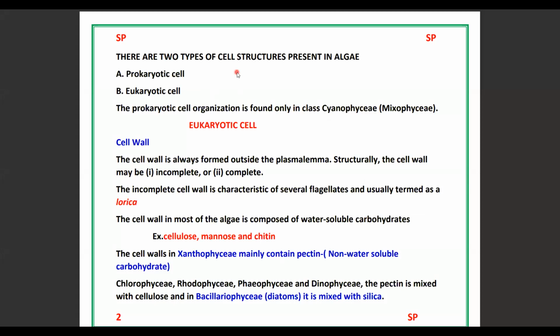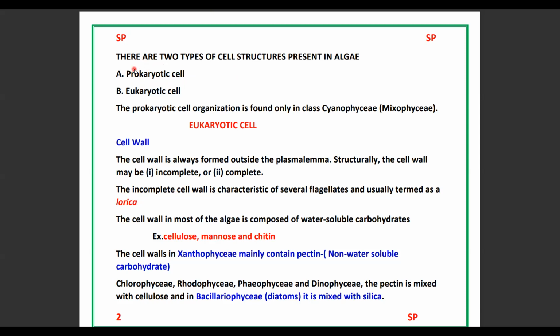There are two types of cell structures present in algae. One is prokaryotic cell and another one is eukaryotic cell. In prokaryotic cell, the nuclear membrane is absent and histone proteins are absent. We know very well, only one class shows the prokaryotic cell. That class is Myxophyceae or Cyanophyceae or Cyanobacteria or BGA, blue-green algae. That class belongs to prokaryotic cell.